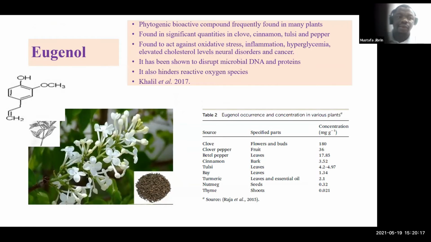Initially I said we had eugenol and other chemicals. So, a brief background on eugenol. Eugenol is a phytogenic bioactive compound found in several plants. Clove is the reported plant with the highest concentration so far, about 180 milligram per gram. But other plants also have a lot of it, such as clove pepper, cinnamon, tulsi, turmeric, nutmeg, and thyme, all with different levels of eugenol. Eugenol has been tested in human systems, and has been shown to be effective in managing oxidative stress, disrupting microbial DNA and protein, and reducing elevated cholesterol levels and so on.